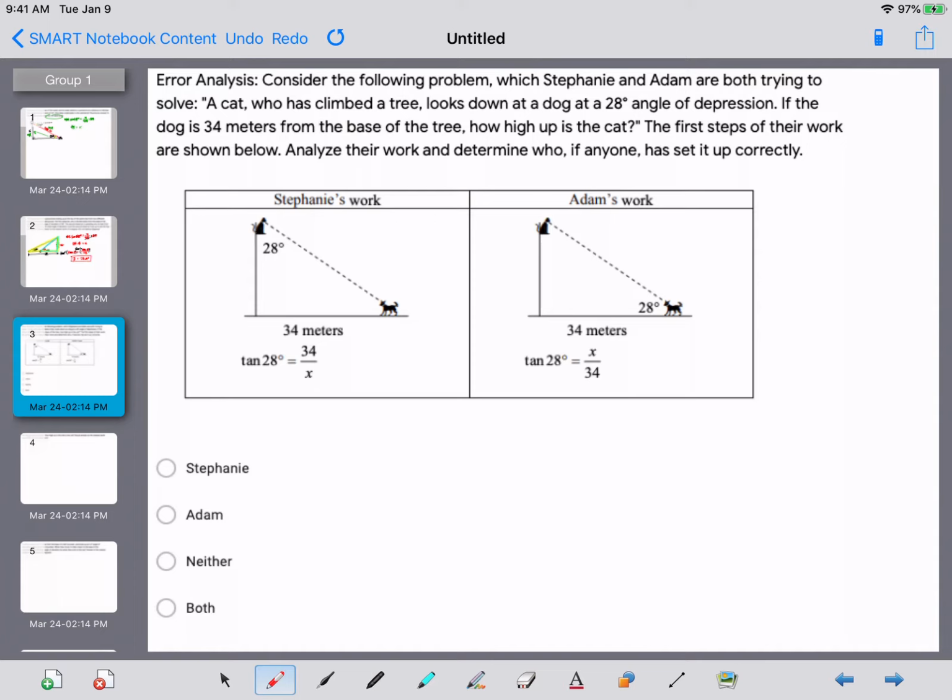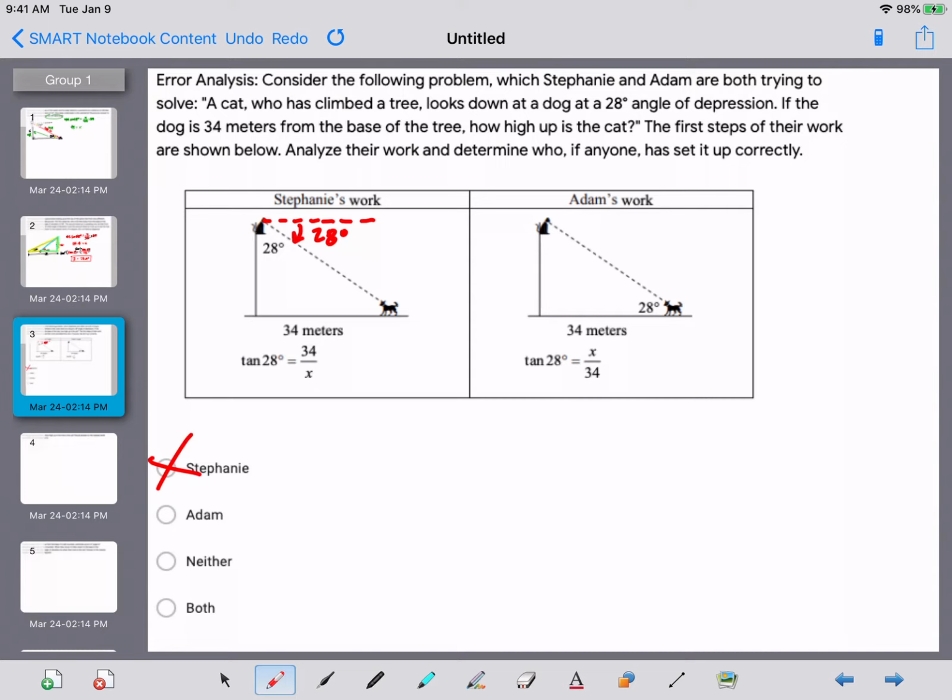All right, so remember an angle of depression is if you're looking straight out and then down at 28 degrees. So I can already tell Stephanie is wrong. She put the 28 degrees inside, and that angle doesn't mean anything to us. It's not an angle of elevation. It's not an angle of depression. She's just way off the mark. So Stephanie is wrong, so I'm just going to cross that option out.